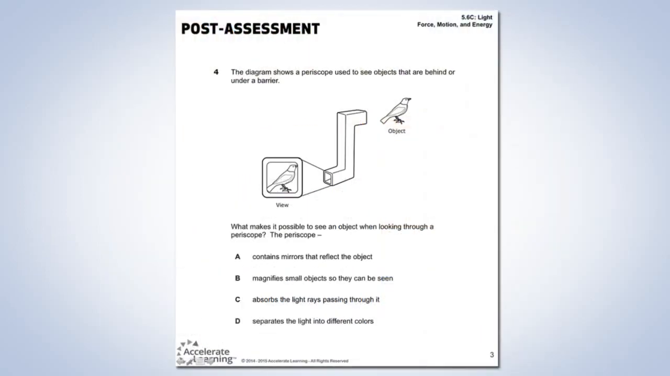If you look at our post-assessment from the same module of 5.6C Light, you'll look at question number 4. Question number 4 has a diagram of a periscope, and the diagram shows a periscope used to see objects that are behind or under a barrier. And the question is, what makes it possible to see an object when looking through a periscope? It has several different answer choices. But as you can tell, the learning standard talks about understanding that light can be reflected, such as through the use of mirrors. And we see that one of those answer choices is A, contains mirrors that reflect the object. So you see the connection there between the assessment and the learning standard.